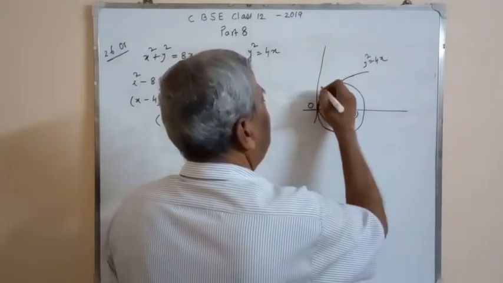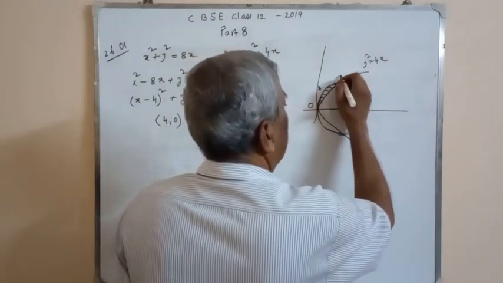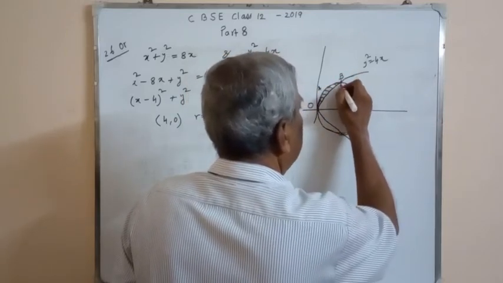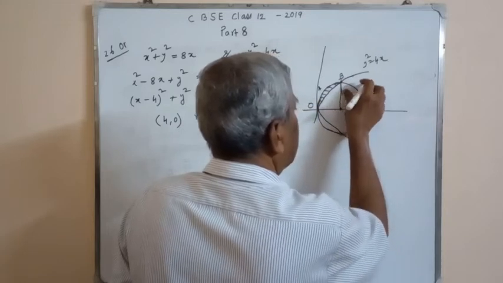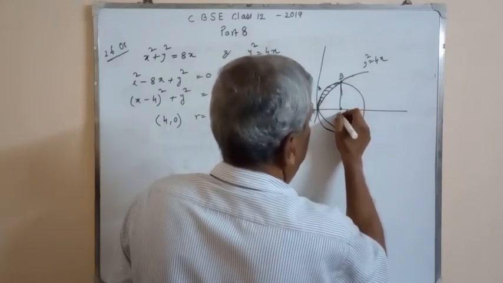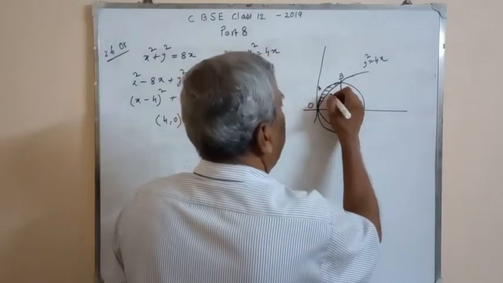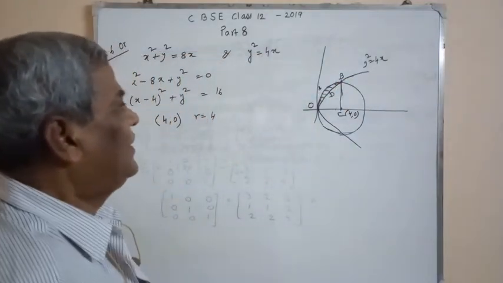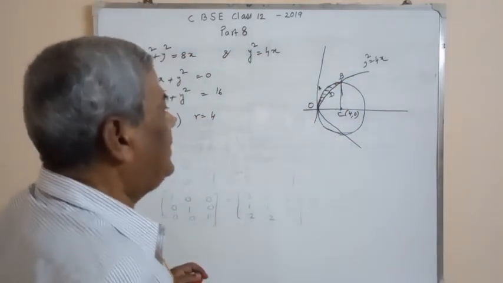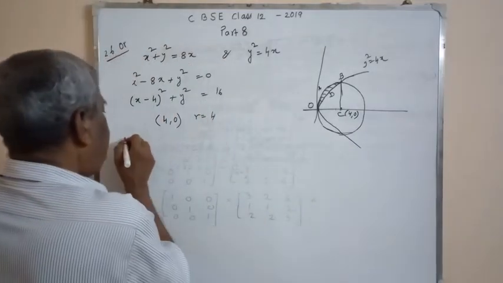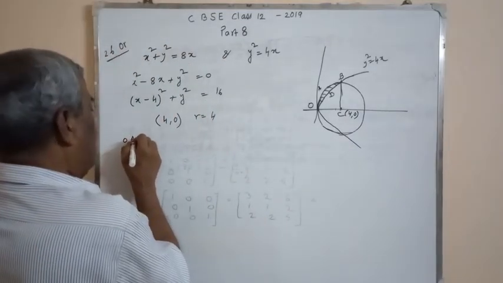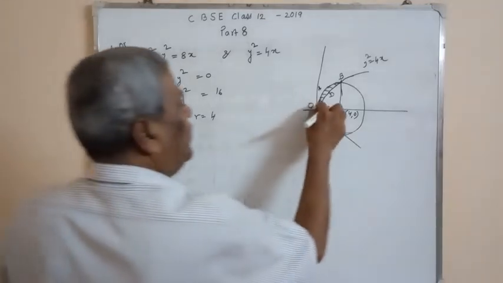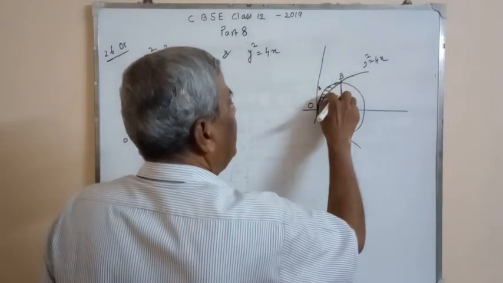Suppose this is origin O, that point is A, B. A perpendicular is drawn from the point of intersection to the x-axis. Suppose this is C, and one point on the parabola is D, say, that point. So the required region is O, A, B, D, O.